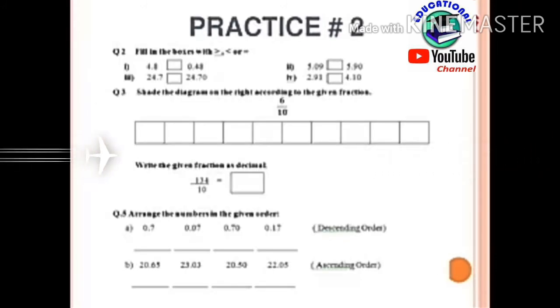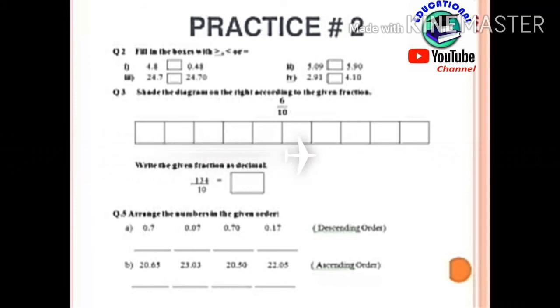Slide number 14. Practice 2. Fill in the boxes with greater, smaller or equal. Again, we have 4 options and you have to put the greater, smaller or equal signs in the given boxes. Next question is shade the diagram on the right according to the given fraction. We have a fraction 6 upon 10. We have a bar with 10 equal parts. You have to shade 6 out of the 10 boxes.